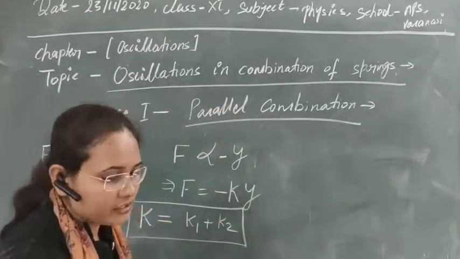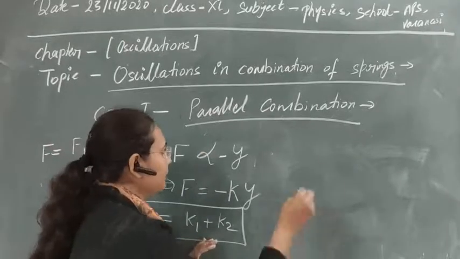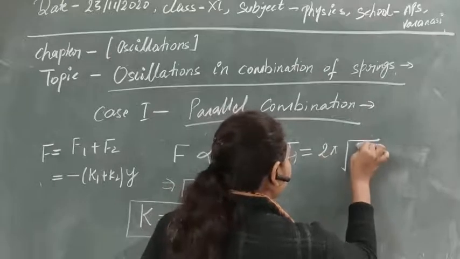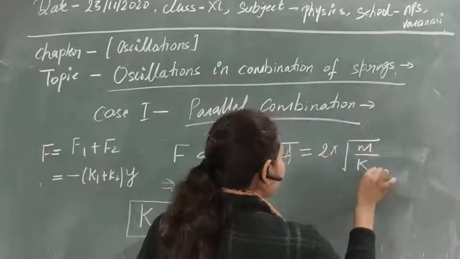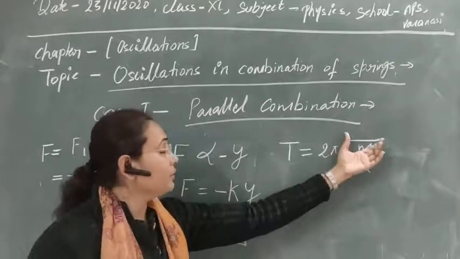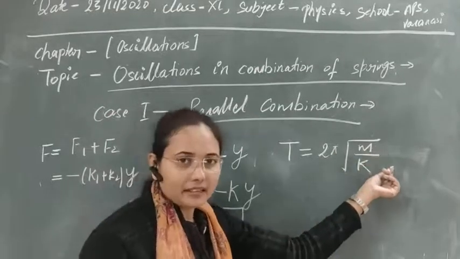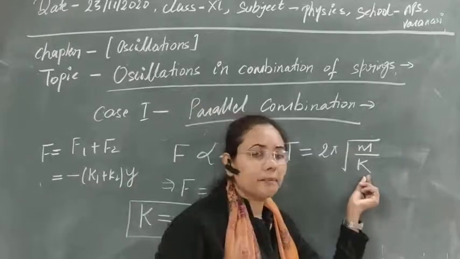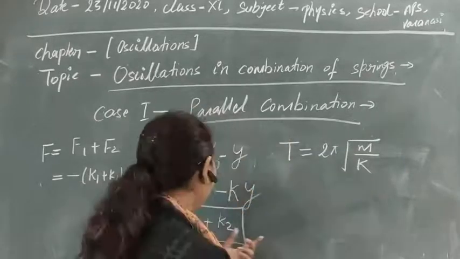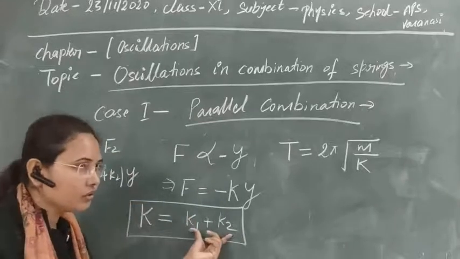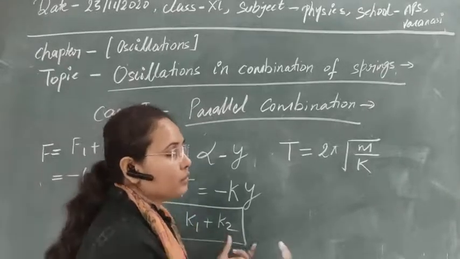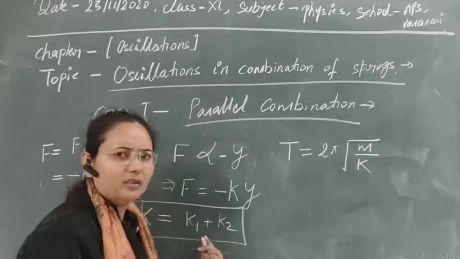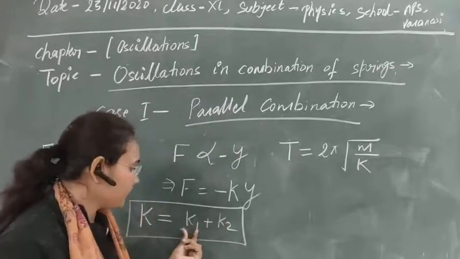So what is the value of time period here? As you know, the time period is given by 2π√(m/k), with the inertia factor and the spring factor. This k is the spring constant of the parallel combination of two springs, and we have calculated its value. As we know already, we are taking two springs, and we know what its spring constant is.